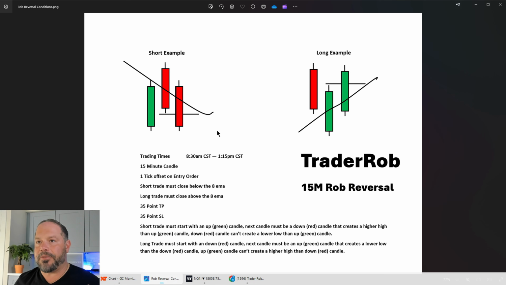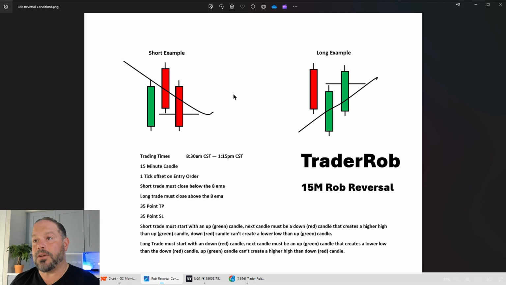So I have my time frame on the candles that I'm using, I have 1 tick of offset on my entry order, and I will only take a short trade if it closes below the ADMA, and I will only take a long trade if it closes above the ADMA. Pretty simple. This kind of half-ass line that I drew here is representing the ADMA so that you guys can have a visual as I go through these rules and conditions.